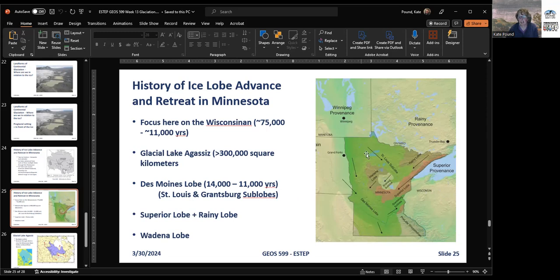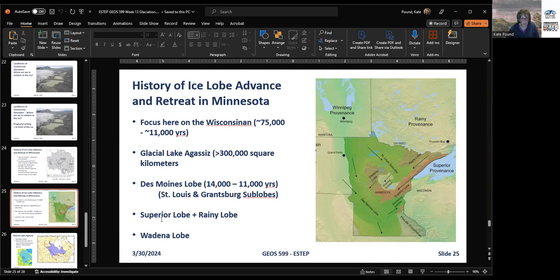It has a couple of sublobes associated with it. There is this higher ground here that actually represents deposits of earlier ice advances that the ice wasn't able to sort of surmount and move across. So we have the main Des Moines lobe. There's a little offshoot here, the Grantsburg sublobe, and then further up to the north, we have this St. Louis sublobe. So that's the most recent ice lobe that moved southward across Minnesota.